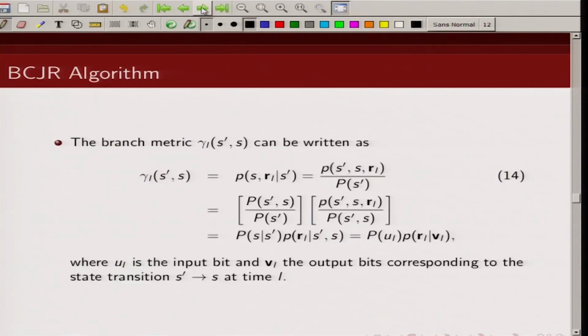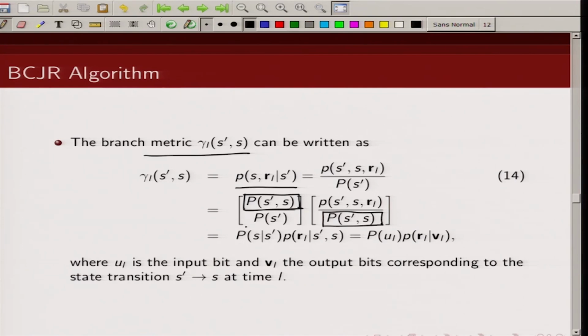Now, next we compute the branch matrix gamma. From the definition, gammas can be written like this. This can be written as the joint probability of being in previous state S prime and next state S, given the received sequence R L, divided by the probability of being in previous state S prime. Now, I introduce this term, so I add this term in the numerator, and similarly I add this term in the denominator.